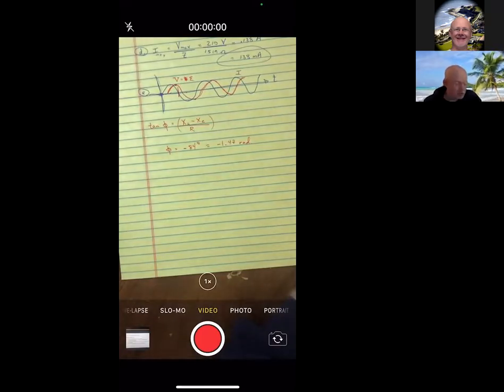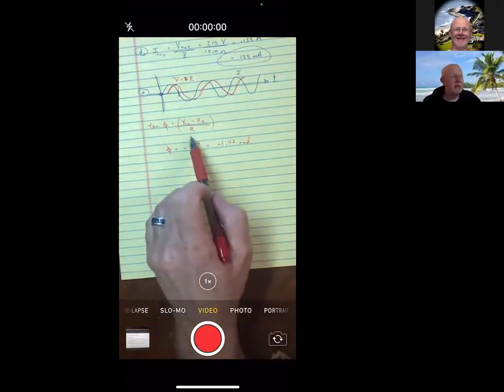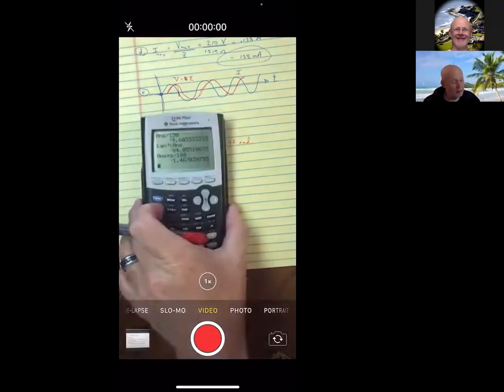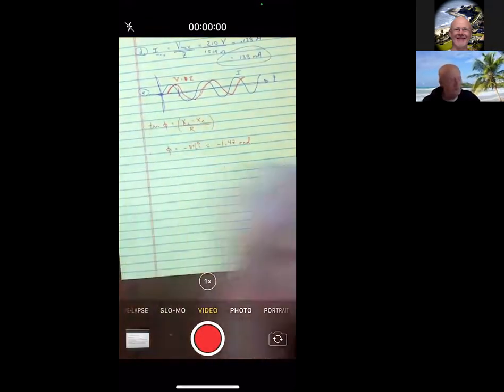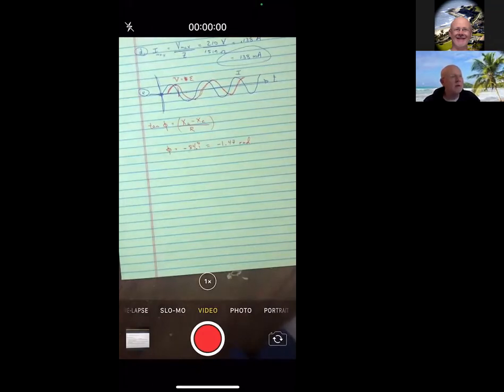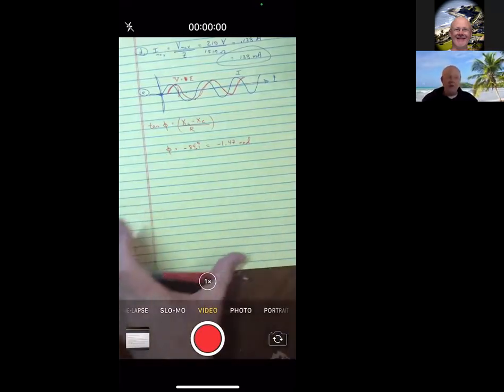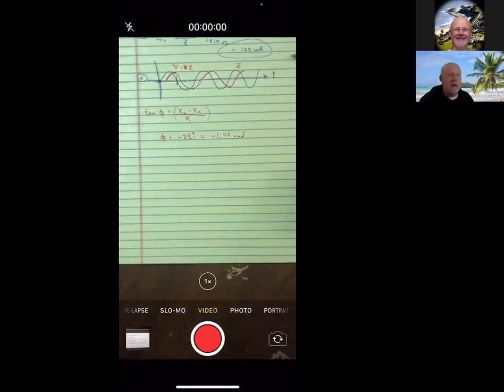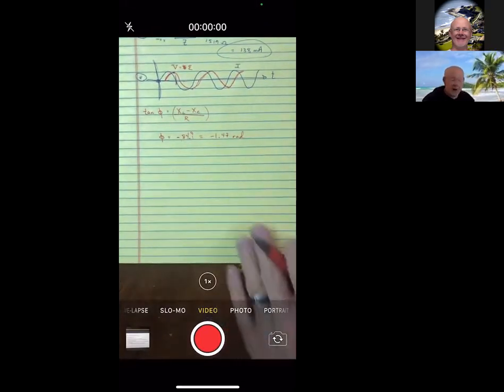So let me just check my answer again. Let's see, 19D, good, got that. And 19E, negative 84. It's 84.3. I got 84.1. So maybe other than some rounding, we agree there. Nice. All right. So there's our first impedance, our first overall reactance.